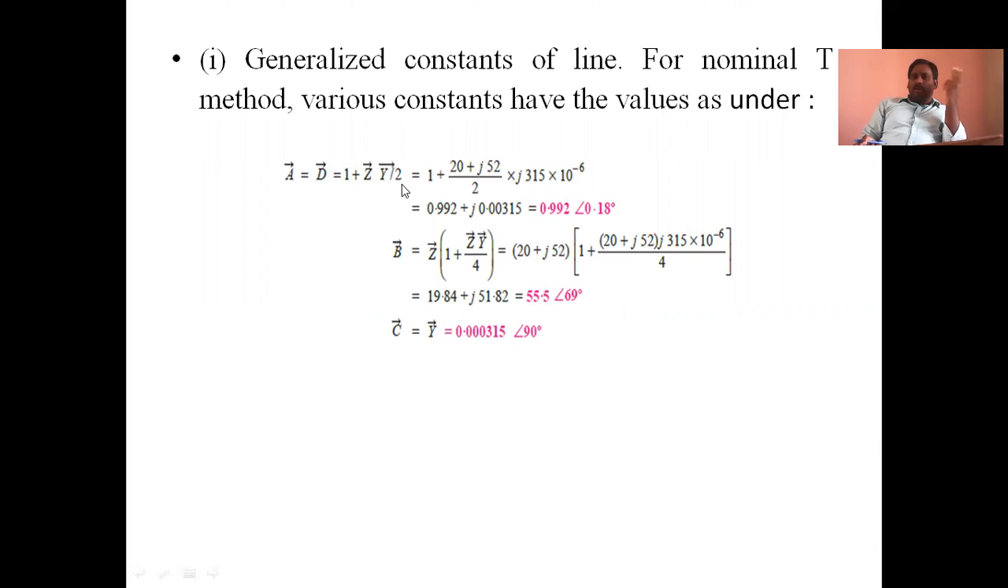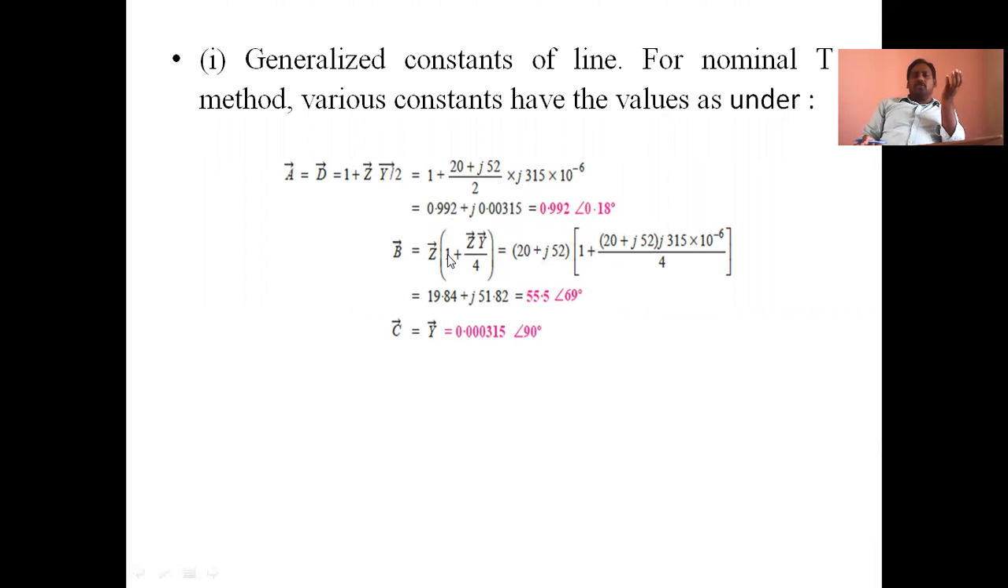The Z value is there, the Y value is there, divided by 2. So substituting, this is the final answer. This is the complex form and this is the polar form. This is the angle represented with A and D. The magnitude is 0.99, and 0.18 is the angle.